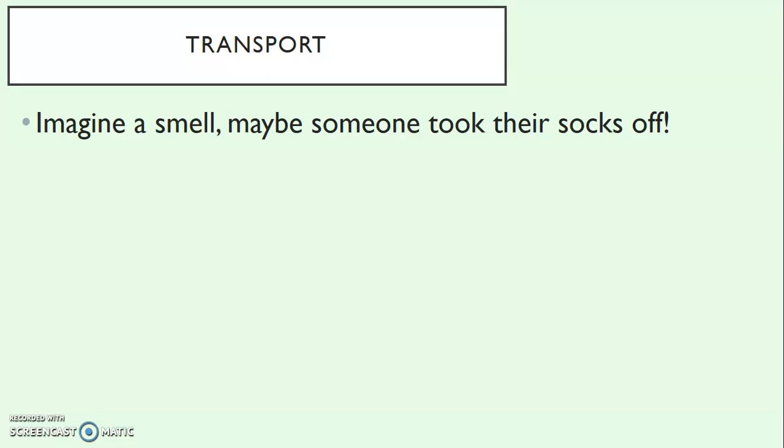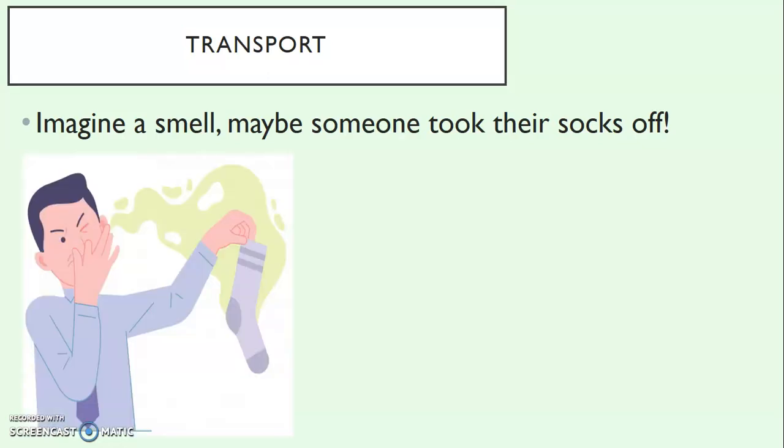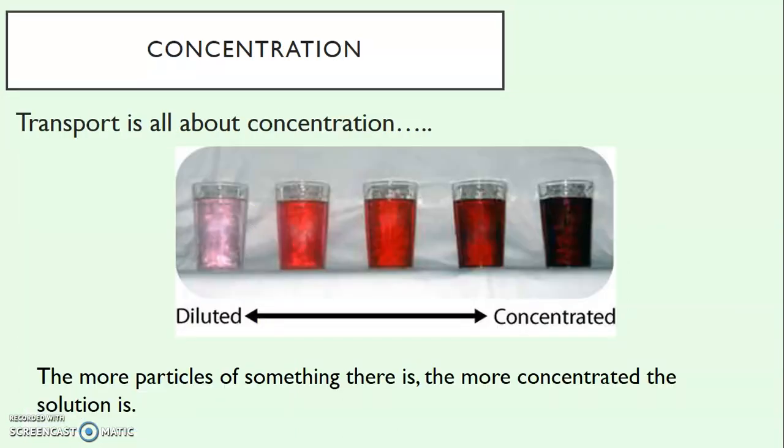So just first of all, imagine a smell. Maybe someone took off their really stinky socks. You're going to start off with high concentration of the smell here. They're going to smell it, but eventually it's going to spread off. It's going to permeate the room and everyone is going to be able to smell these really stinky socks. So thinking just about how that smell is travelling, and the way it's travelling is through something called diffusion.